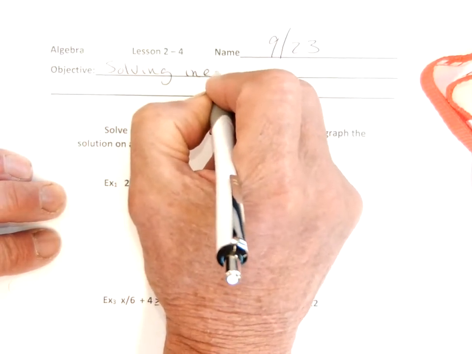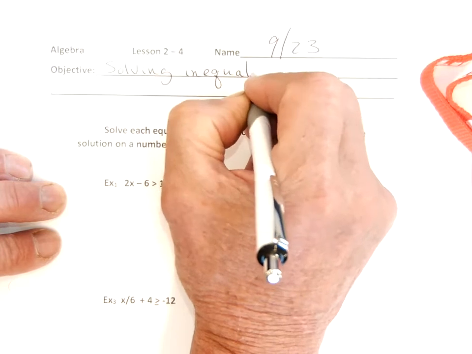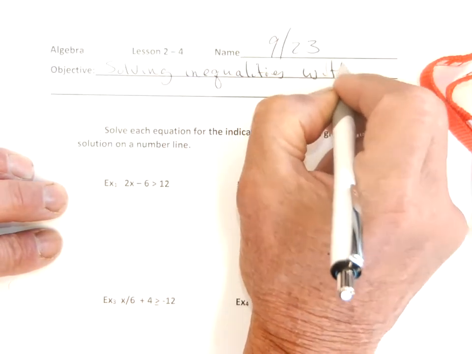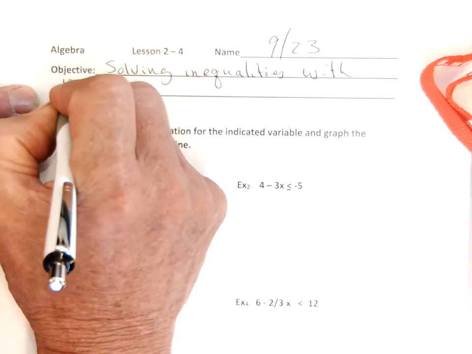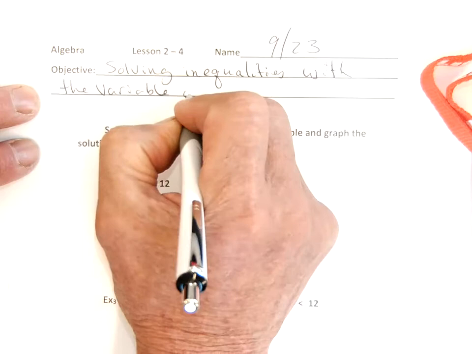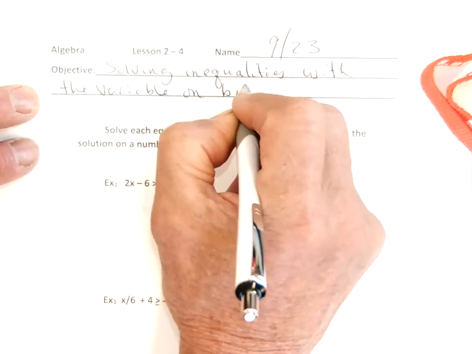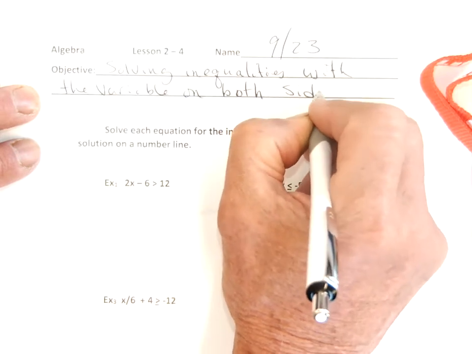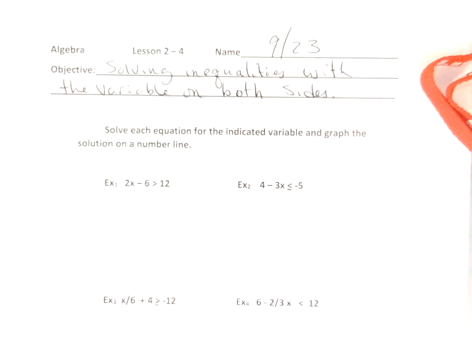So our objective today is really going to be solving inequalities with the variable on both sides. Okay, so we'll have x's on both sides.